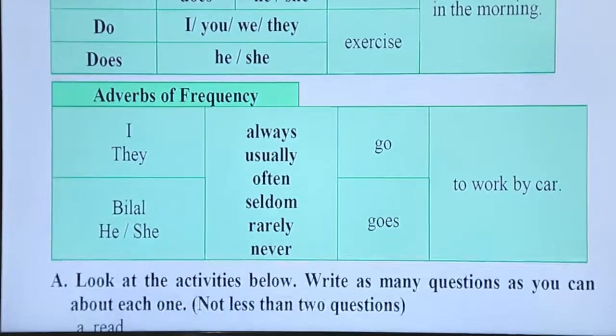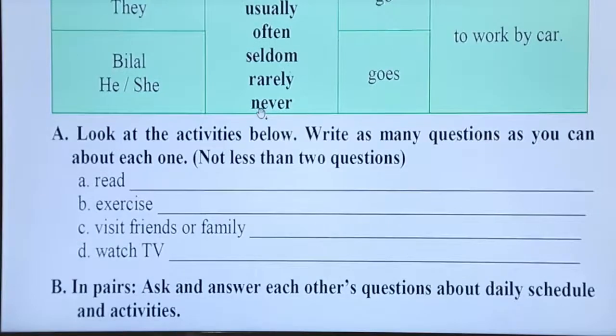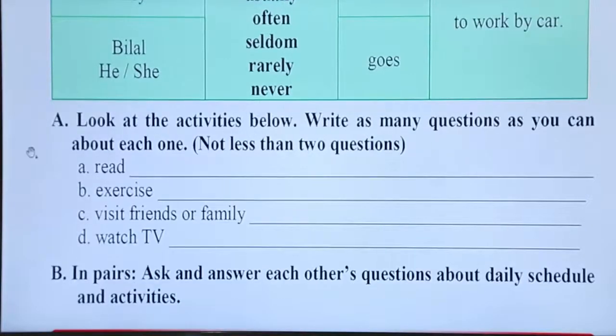The next point that we have studied in this unit was the adverbs of frequency. Adverbs یا قیود تکرار با هم خواندیم. Look at them. They are the adverbs of frequency. Always, usually, often, seldom, rarely, and never. You can read this part and you can review it. You can remember them.